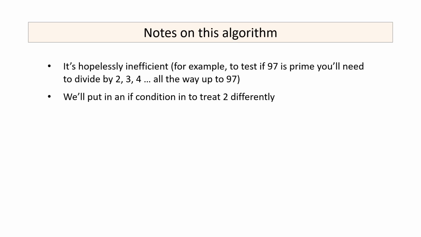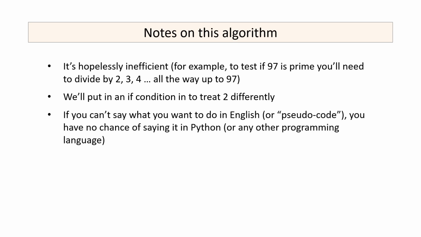The second observation is that we're going to treat 2 differently to make our code clearer to read. Because 2 is such an unusual case for prime numbers, we'll just put in an if condition at the start saying if it's 2, we'll just print it out anyway. And the third and probably the most important observation is this.